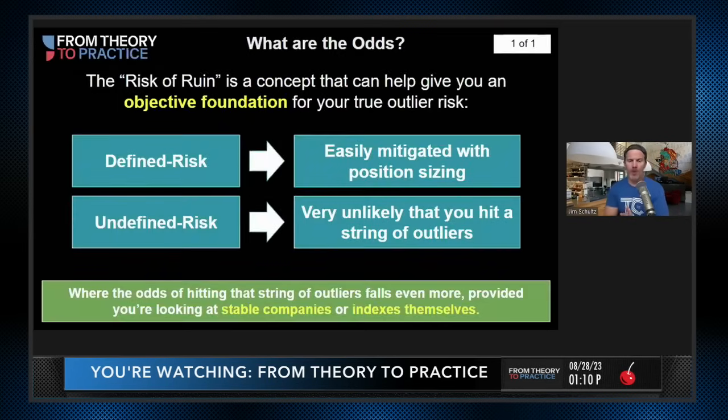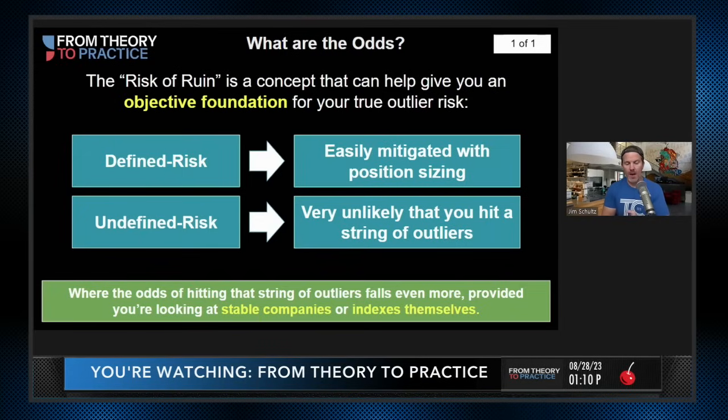All right, so what are the odds? The risk of ruin is a concept that can give you an objective foundation for your true outlier risk. Again, this is an objective measure. This is not based on subjectivity. This is not based on my opinion. This is not based on your opinion. This is not based on your favorite prognosticator's prognostication. This is an objective measure that you will be able to attain and then use as you see fit.